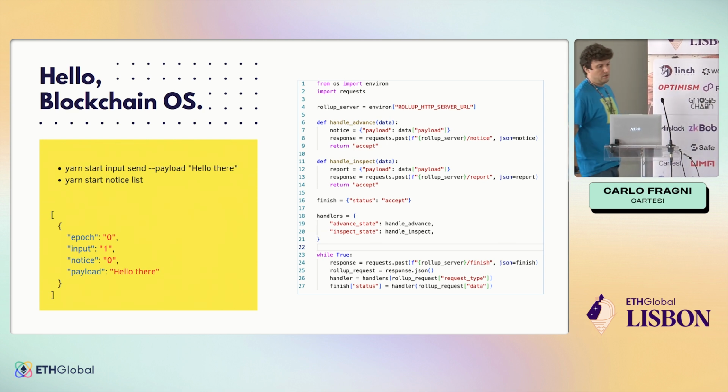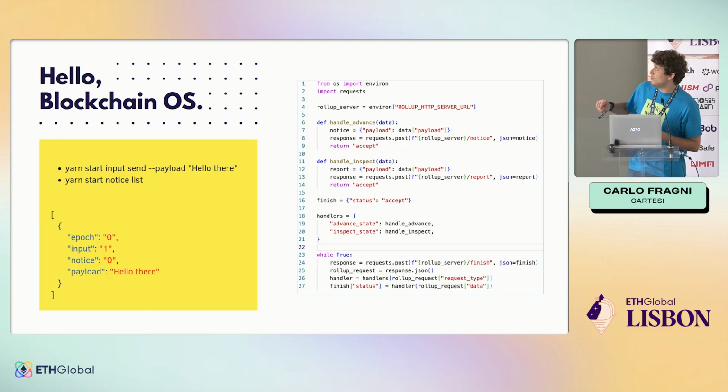false. And after we process this response, in line 8, that JSON with a notice is going to be posted with exactly that payload. So now if you call this front-end application with yarn start notice list, it will go to that GraphQL interface of the node, and it's going to say, hey, give me the notices, and you have a nice notice in there with the hello there, because this Echo application just pipes the input back to the output. So this is a really, really simple crash course on how to use Cartesi.